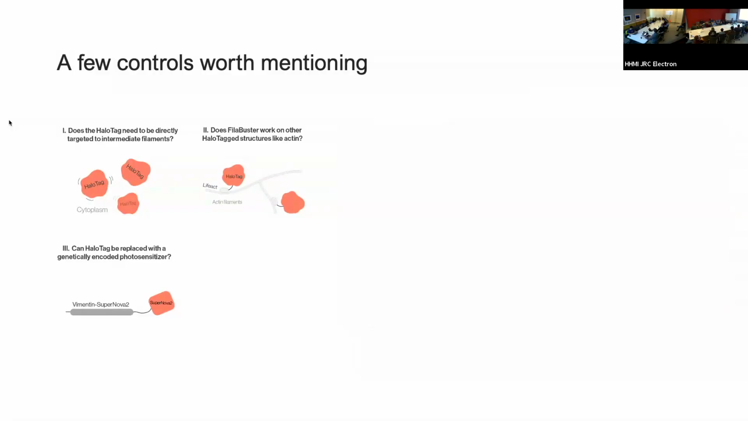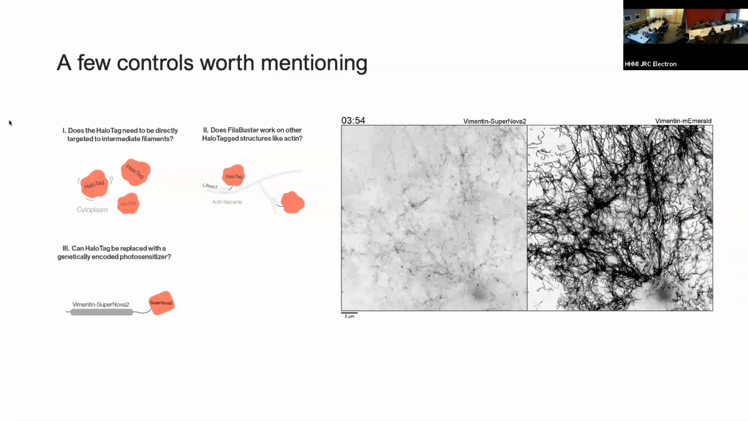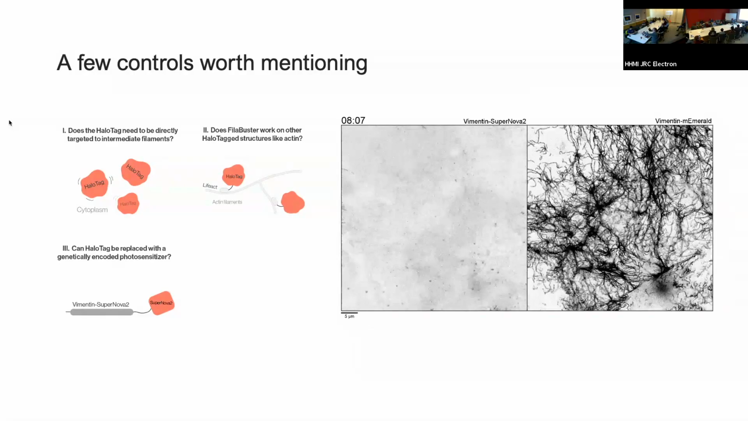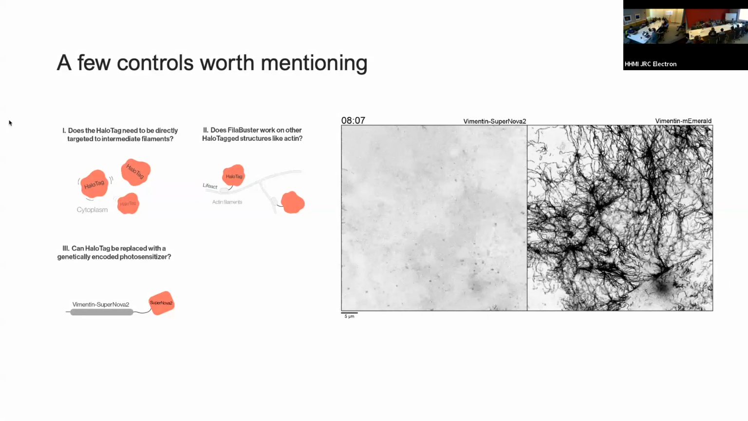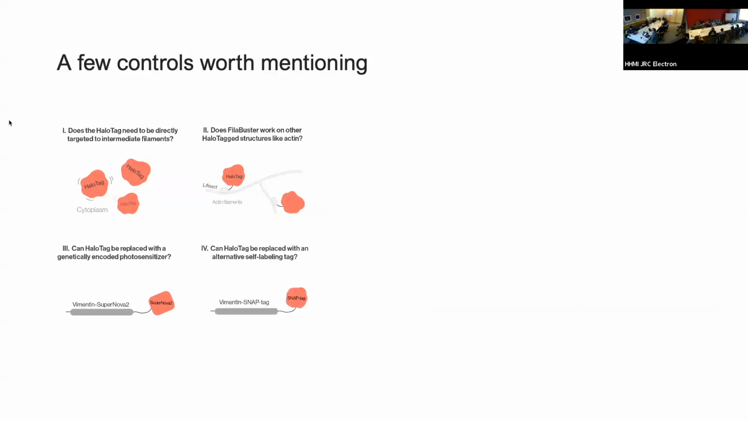There are a whole suite of genetically encoded photosensitizers, like the KillerRed proteins or the SuperNova 2 proteins. So we expressed vimentin SuperNova 2. When excited, this should generate ROS, though admittedly at slightly lower levels than the Halo tag, and it didn't work at all. So that was SuperNova 2 on the left, bleaching out at the very beginning of the movie. This was our vimentin mEmerald, completely intact by the point the protein's gone.